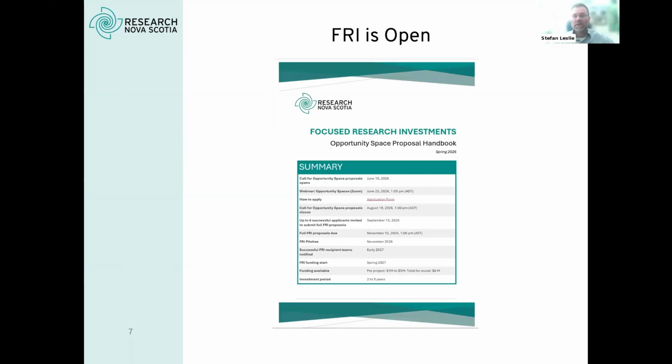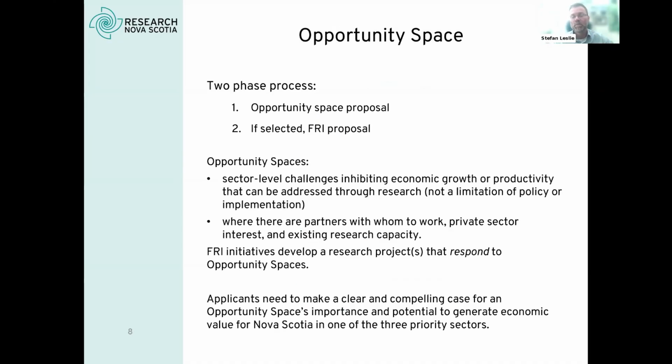And then the second document, not surprisingly, is the Focused Research Investments Opportunity Space Proposal Handbook. This is the first page of it. It's a PDF that's on our website. This is what you'll be working towards as you develop your proposal. And it has key dates. And as I mentioned, it notes that up to 6 successful applicants will be invited to submit a full proposal, and some of the other details. So that's just what the front cover looks like. And most of the rest of this presentation will go through a couple of elements from within that.